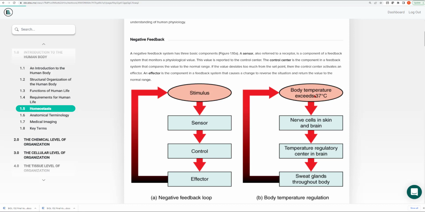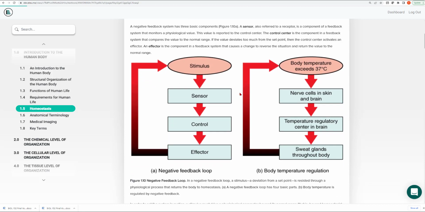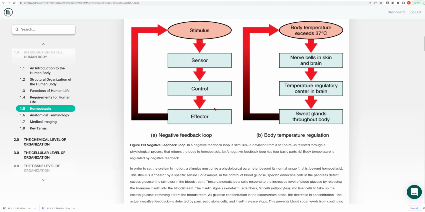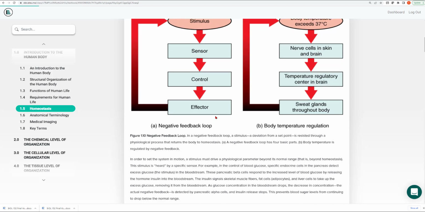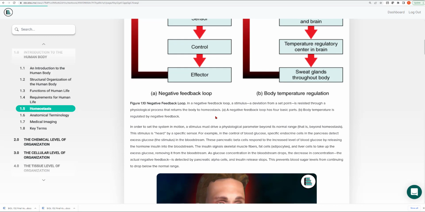But you see that there's something that happens. When something happens, we call that an effector, right? The effector is whatever has an effect. Your body's going to shiver or your body's going to sweat. Your sweat glands would be an effector. Your muscles in your skin that cause you to shiver would be the effector as well. So most of our homeostasis is maintained by a negative feedback loop.